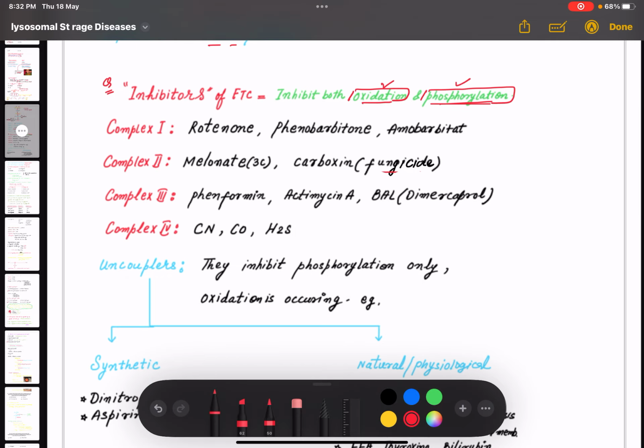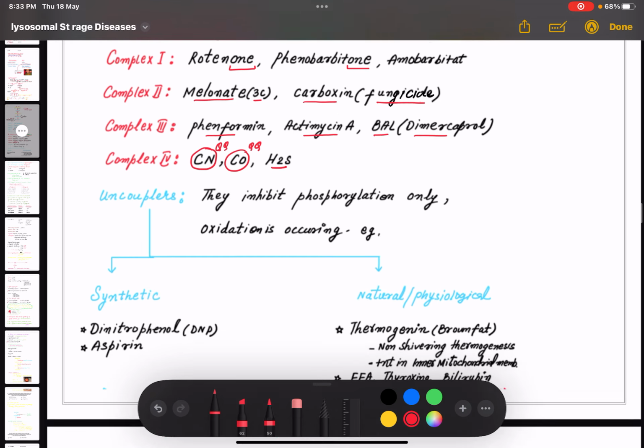Complex 1 inhibitors are rotenone. You can see at the end of rotenone, the 1 is written. Also phenobarbitone and amobarbital. Complex 2 inhibitors are malonate, which is a 3 carbon compound, and carboxin, which is a fungicide. Complex 3 inhibitors are phenformin, antimycin A, and British anti-Lewisite, which is also known as dimercaprol. And complex 4 inhibitors, very important, are cyanide, carbon monoxide and hydrogen sulfide.